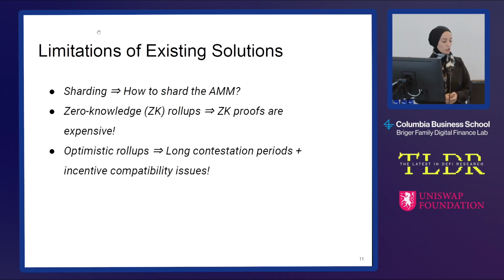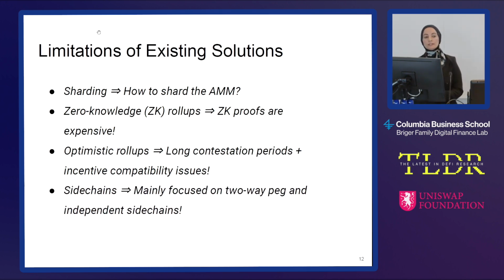Zero-knowledge rollups require expensive zero-knowledge proofs to be generated, and this cost will increase when you attest to complex or sophisticated transactions. Optimistic rollups, on the other hand, require long contestation periods on the order of days, and this will degrade performance, not to mention the problem of how to incentivize untrusted verifiers to validate the state changes that were produced off-chain.